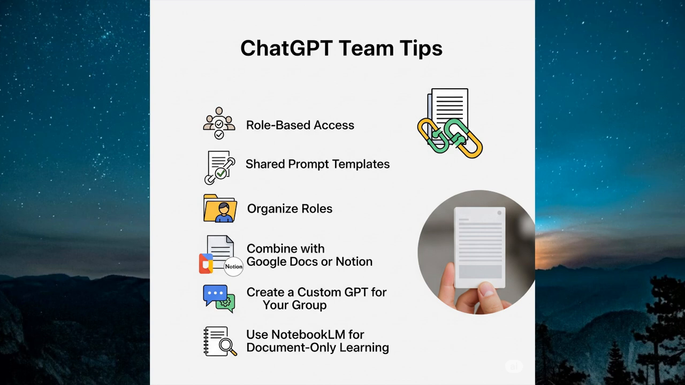The third tip is to organize roles. Assign each person in your group a role, like question asker, note uploader, or prompt editor, to streamline collaboration and avoid overlap. Also, combine with Google Docs or Notion. While ChatGPT is great for answering and generating, use Docs or Notion to track tasks, summarize findings, and comment on each other's questions or answers. This builds a real-time study workflow.